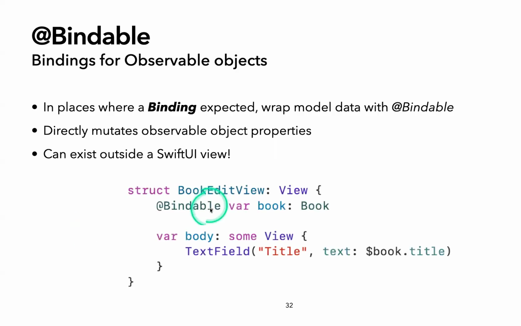So for example, here, let's say we have an edit view, right? So here with this @Bindable, this book is an observable object. What we could do is pass this book into this book edit view. And within here, we have this text field. And again, it's basically like a binding. Here in the text field, when I type into this text field, it automatically mutates the title property of this book.